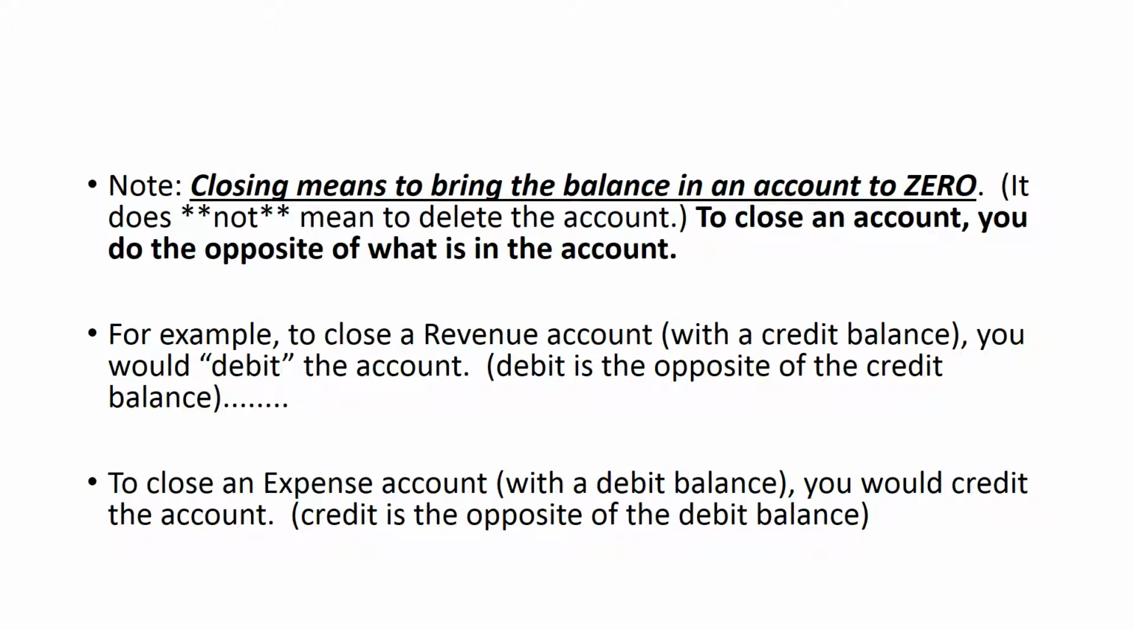Also, remember, to close an account, you must do the opposite of what is in the account. For example, to close a revenue account with a credit balance, you would do the opposite, which would be debit the account. Debit, of course, is the opposite of a credit balance. Another example, to close an expense account with a debit balance, you would credit the account. As you know, credit is the opposite of the debit balance.